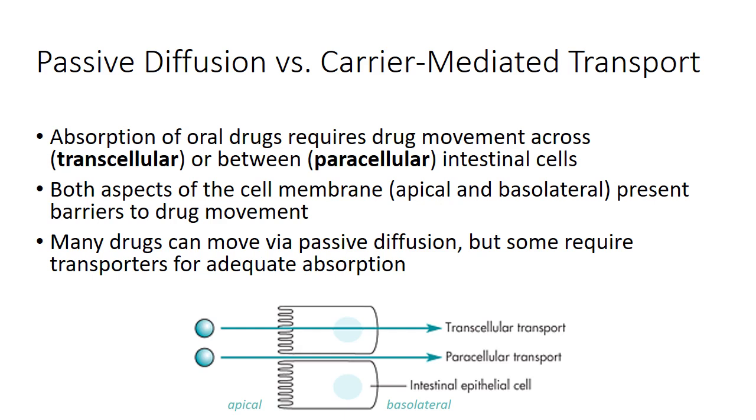Both aspects of the cell membrane, and that means apical and basolateral, right? And you can see on the bottom, the apical aspect usually has the brush border, the basolateral doesn't have much of a brush border. In any situation, the apical membrane is going to be facing the lumen, or the center of the tube, the fluid in the center, and the basolateral is on the outside of that cylinder, in every case, really, in the body. Many drugs can move via passive diffusion, but some require transporters for adequate absorption, which is kind of rare.